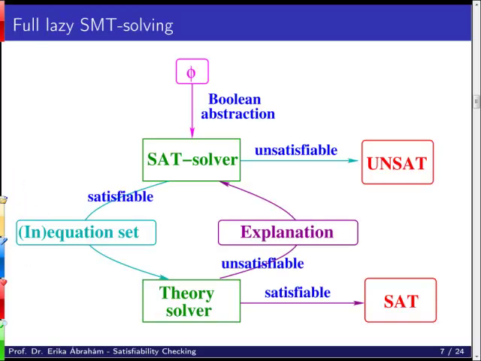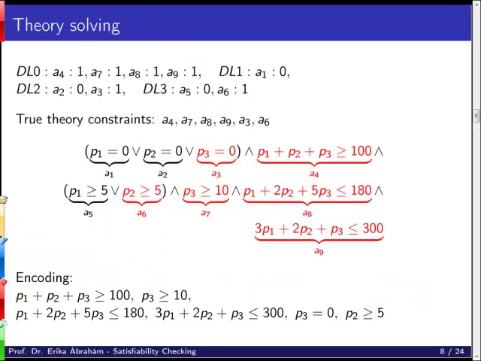And then I ask the theory solver if the solution I found is also consistent in the theory domain. So I take those theory constraints which are true in my assignment. This is 4, 7, 8, 9, 3, and 6. These are the red ones, and I send them to the theory solver, these are the encodings. So the theory solver gets a conjunction, a set of theory constraints.